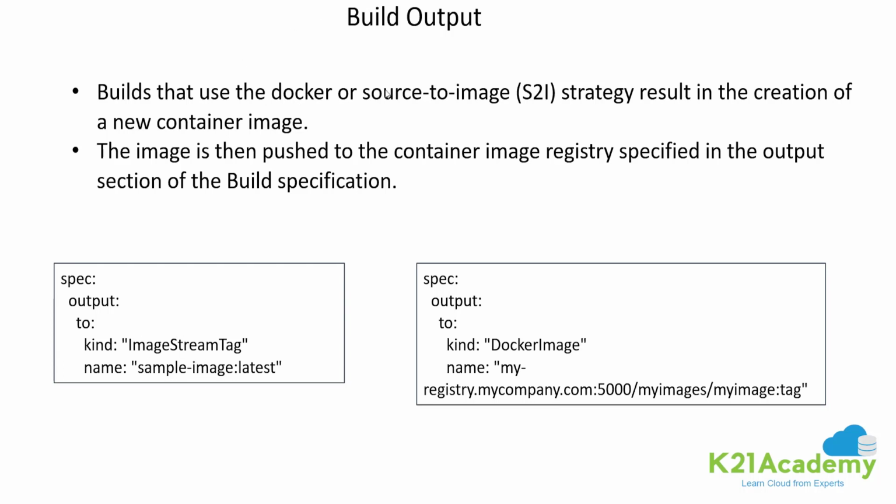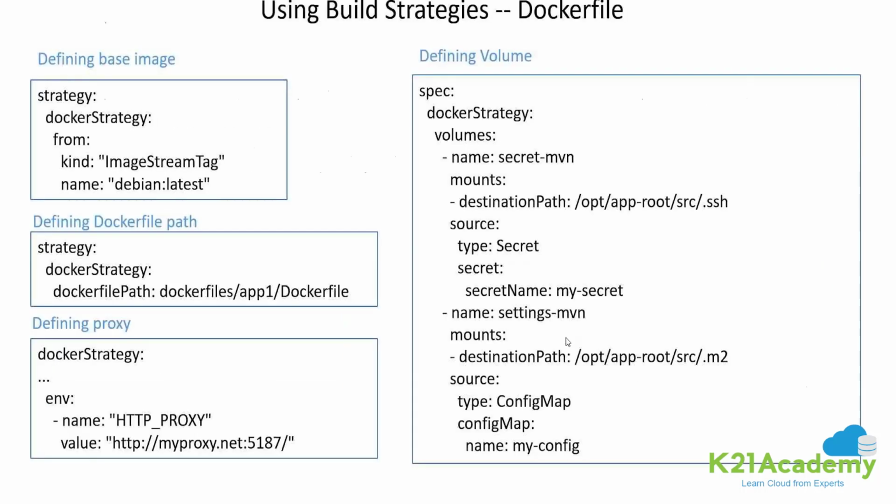A build that uses the Docker or source-to-image strategy results in the creation of a new container image. This image is then pushed to the container image registry specified in the output section of the build specification. So this is something which is important to understand.